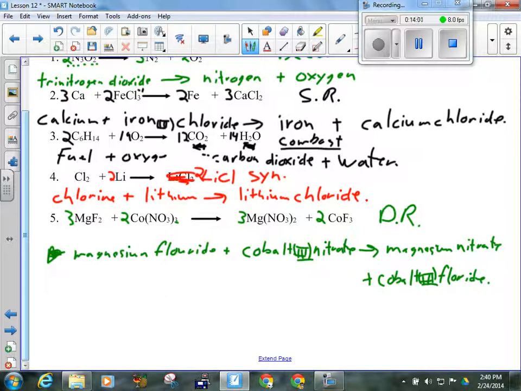Yes, the Roman numeral needs to be in brackets. Yeah, it did. It just doesn't look like it because my penmanship is so bad.